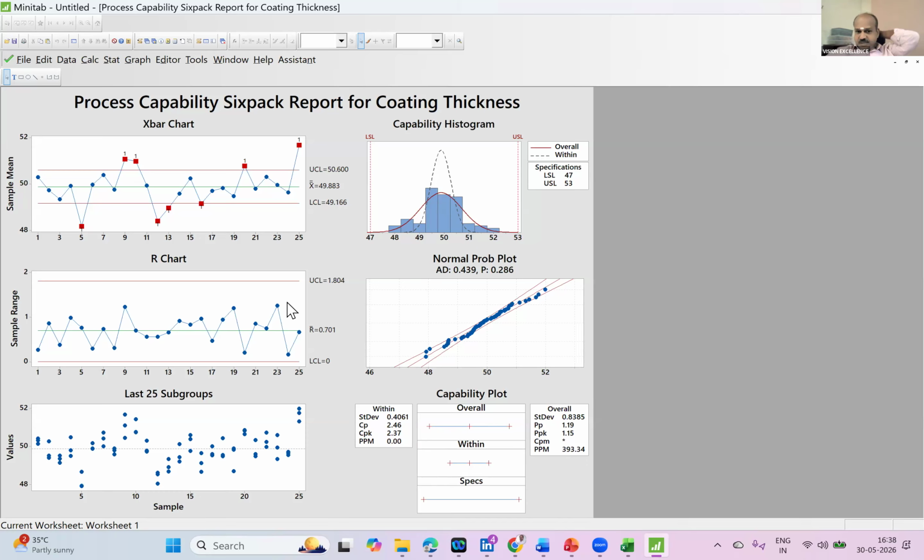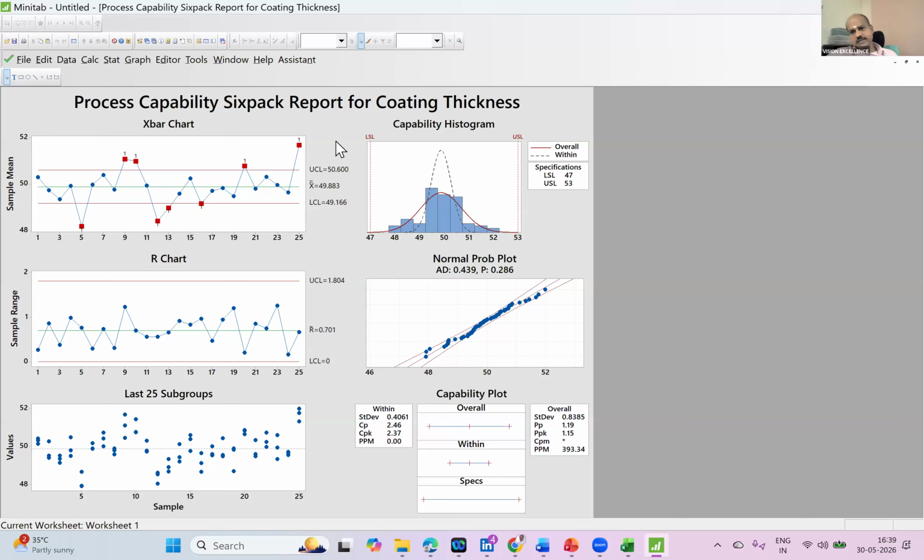And see here, always when you refer to the capability metrics, it's very important to keep an eye on the control chart. Look at your control chart. Can you see your R bar value? This is what we calculated also. This R bar is here. The X double bar is here. And look at the red color points.